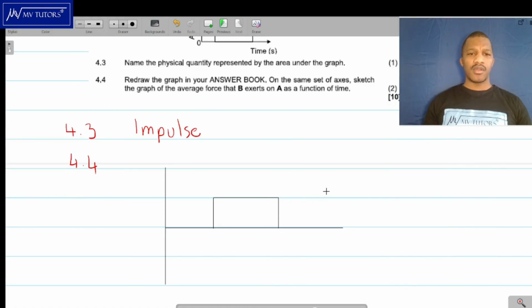Now if the answer is opposite but equal, I'll draw it in red. That means it's going to be like this. It's equal but opposite, right? Just like that. Equal but opposite graphs.